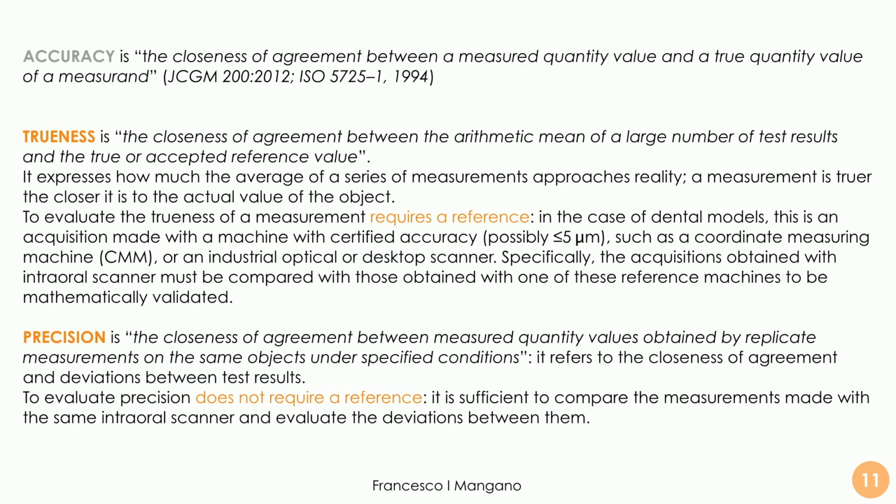And these are the general definitions for precision and trueness. Precision is also defined as the closeness of agreement between measured quantity values obtained by replicate measurement on the same object under the same specific conditions. So it's the closeness of agreement and deviation between test results. We don't need any reference, as I told you in the previous lecture, in order to evaluate the precision. Instead, for trueness, we need a reference value.